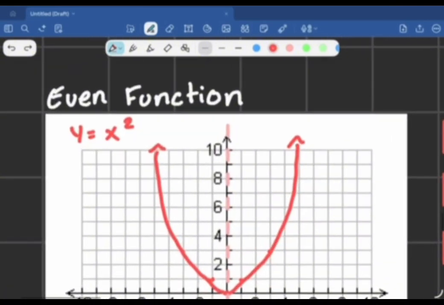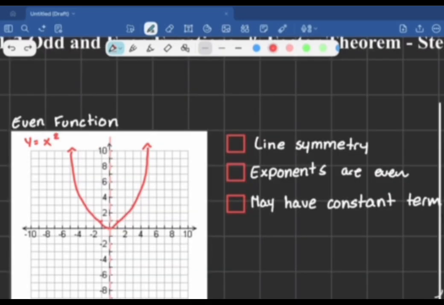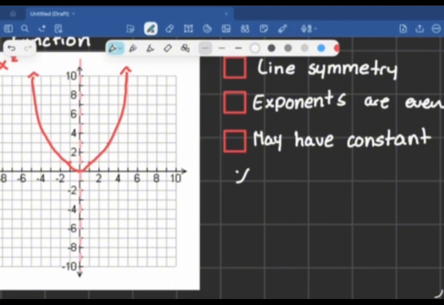The exponent on the terms has to be even. As you can see, this is an even number. And even functions also may have a constant term, meaning x has an exponent of 0.